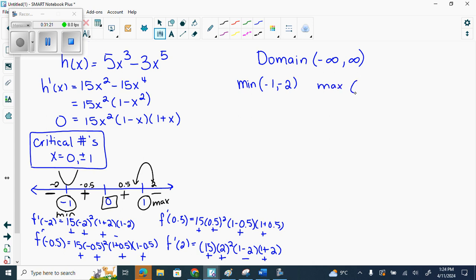Maximum is at 1 and what? And then I have a point of inflection, which I didn't have to say yet. One of my points of inflection is at 0 what? 0. Thanks for the answer. All right. Then you can do your second derivative test when you plug it in, because I told you to practice it.